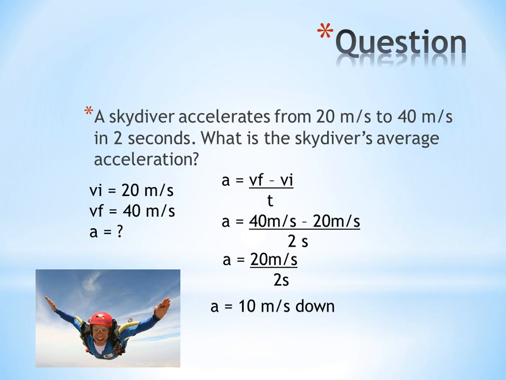We can't forget about significant digits, so we look back over at the velocities. This gives me 2 significant digits. My time is in 1 significant digit. So actually, I should have this as 1.0 times 10 meters a second. I've made a lot of mistakes in this PowerPoint. I'm sorry.